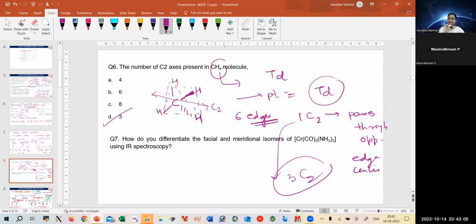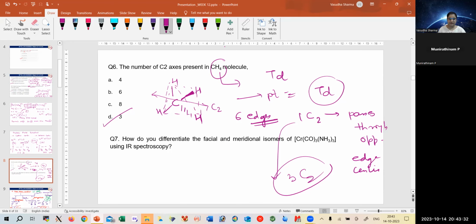You're understanding? Ma'am, once again explain, ma'am. Okay, first you tell me, is there any C4 axis in tetrahedron point group? Is there any C4 axis of rotation in tetrahedron point group? C4 means how much angle of rotation?